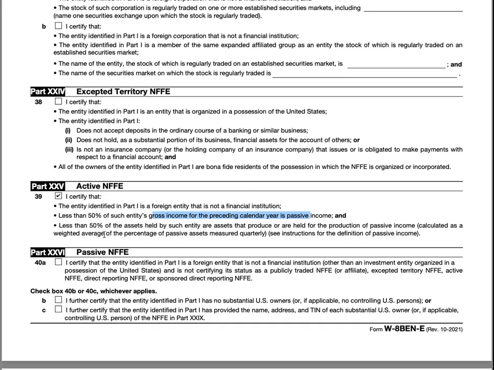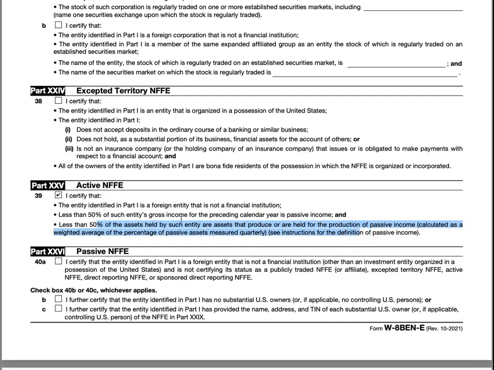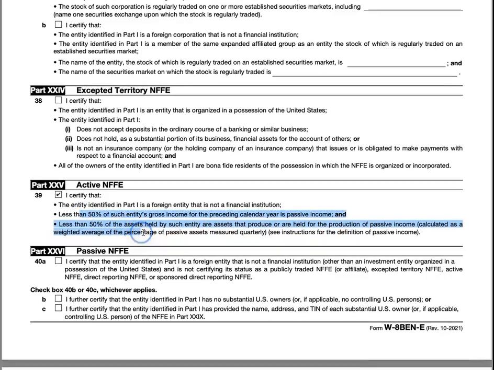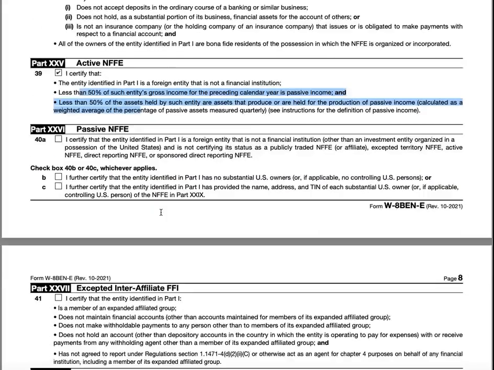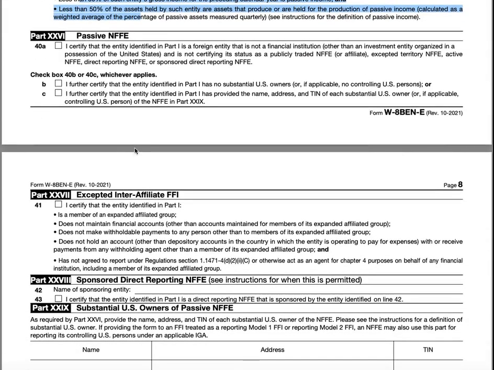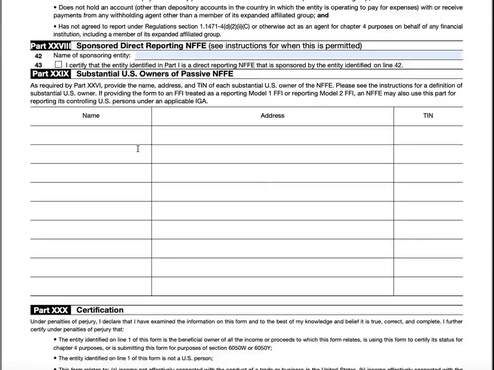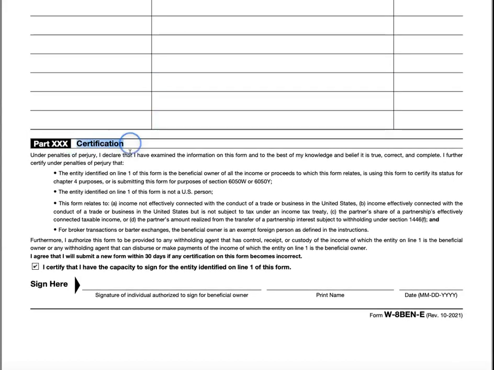So that is the one. This one is also asset related, and you can read that. Most of you would meet both of these, so you would check this box. After that, you keep moving, nothing to be filled. In the last section, you certify, check this box, put in your address, print the name, date and all of that.